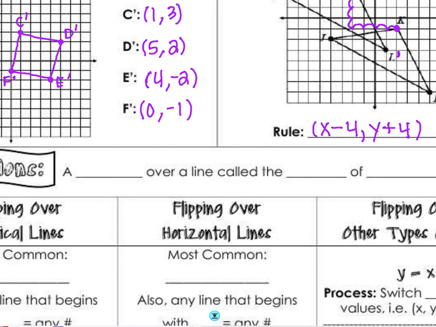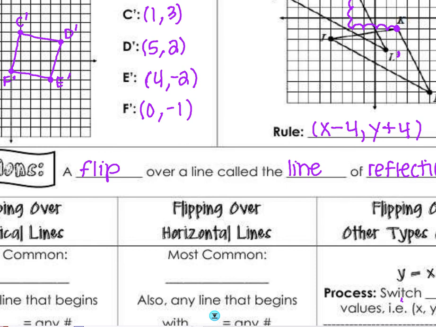So reflections is just a flip. All right, so we have a flip over a line called the line of reflection. All right? So we'll mirror everything on one side and the same as the other. Okay?